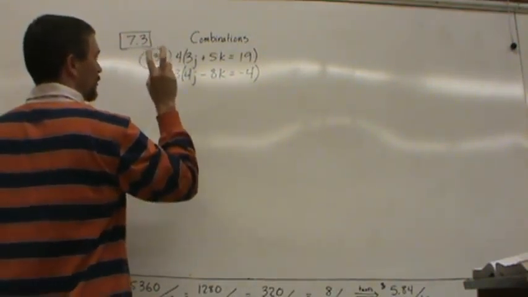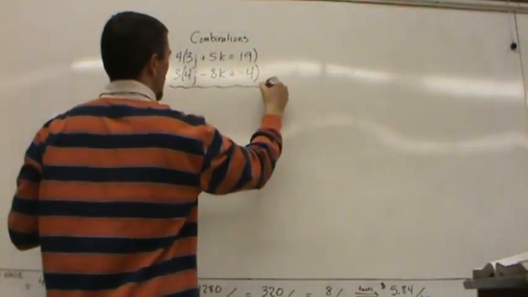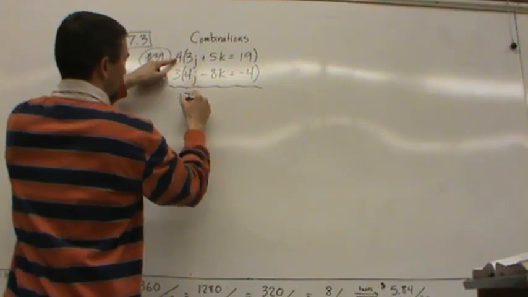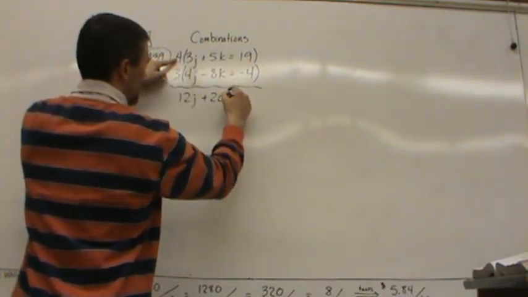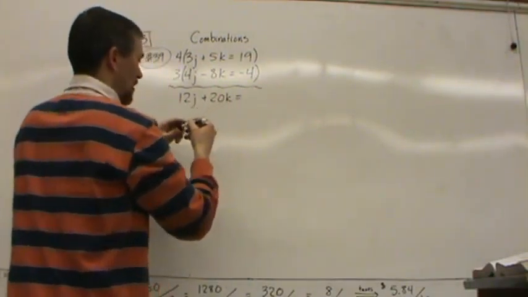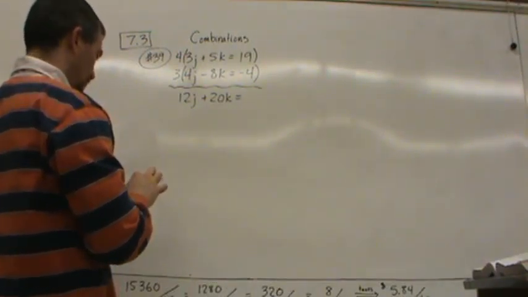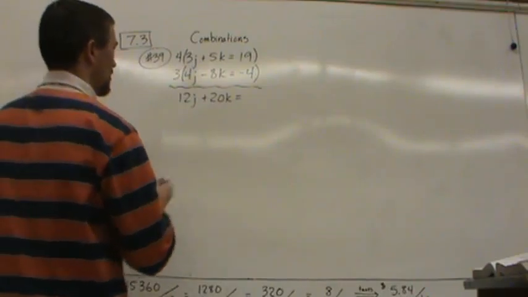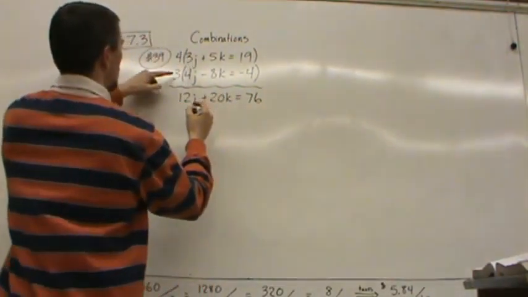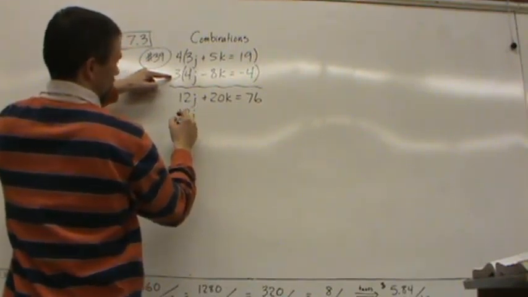Unfortunately, 4 times 3 is going to give us a positive 12, and let's go ahead and rewrite this. That would give us a positive 12j, and obviously it's just incidental whatever this turns out to be. What's that going to be? 4 times 19, no, 76. So this would give us a positive 12j, which is not good because they won't cancel out.